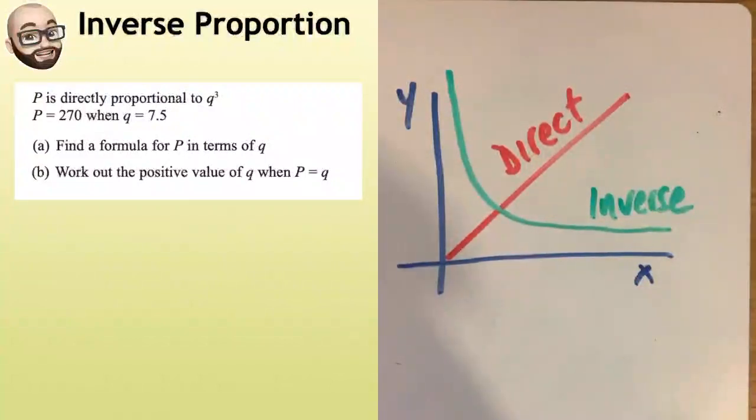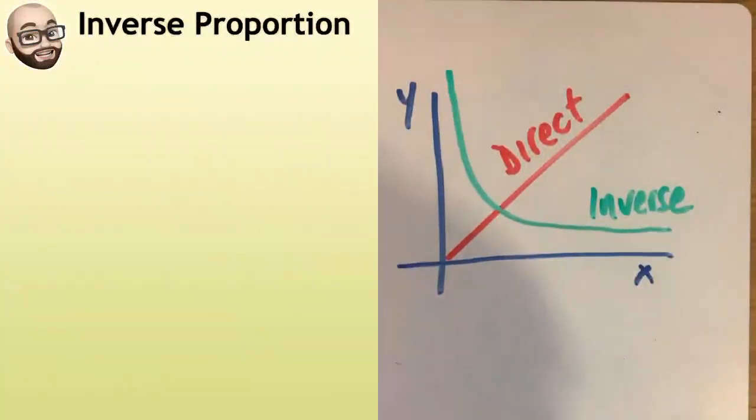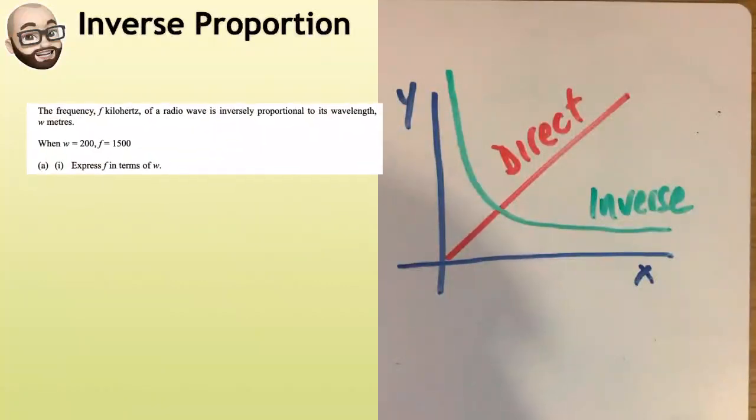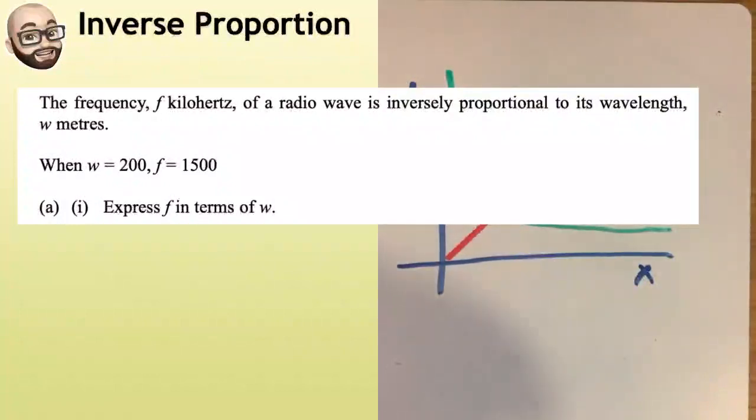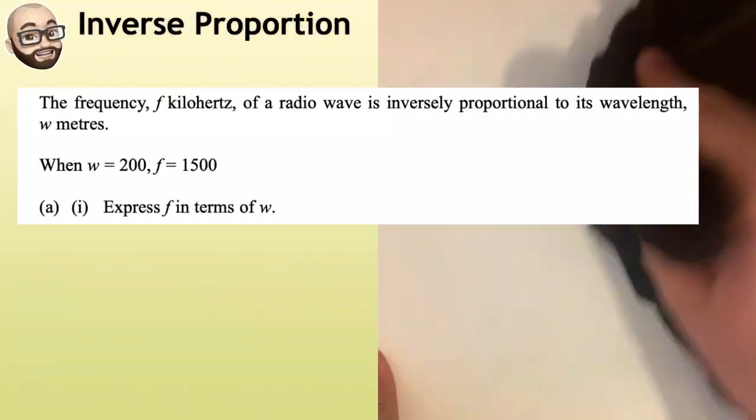Right, let's now try our first proper inverse question then. I've hopefully started off with an easy-ish one for us. It says the frequency f in kilohertz of a radio wave is inversely proportional to its wavelength w in meters. When w is 200, f is 1500. We need to start by expressing f in terms of w.